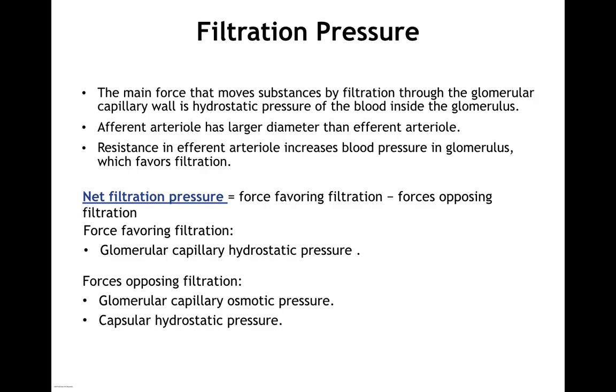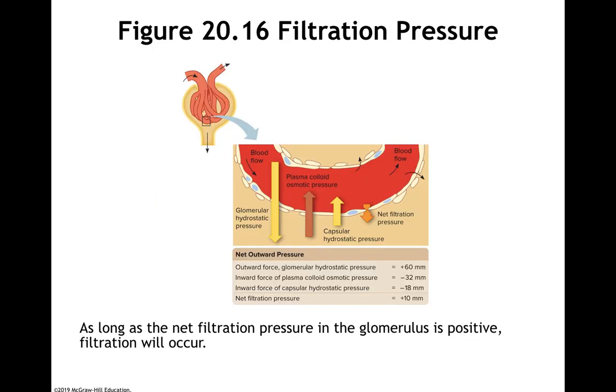So the net filtration pressure is going to be the force favoring filtration minus the force opposing filtration. So we've talked about favoring being the glomerular capillary hydrostatic pressure. The opposing forces are glomerular capillary osmotic pressure. Remember, those proteins are remaining in the blood. And the capsular hydrostatic pressure. So there's going to be some pressure within the capsule pushing back. As long as the net filtration in the glomerulus is positive, filtration will occur.